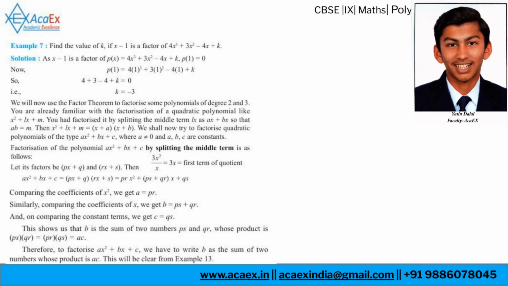Example 7. Finding the value of k. Problem: find the value of k if x minus 1 is a factor of 4x cubed plus 3x squared minus 4x plus k. Solution: as x minus 1 is a factor of p(x), then p(1) must be equal to 0. p(1) equals 4 times 1 cubed plus 3 times 1 squared minus 4 times 1 plus k. This gives the equation 4 plus 3 minus 4 plus k equals 0. Solving for k, we get k equals negative 3.